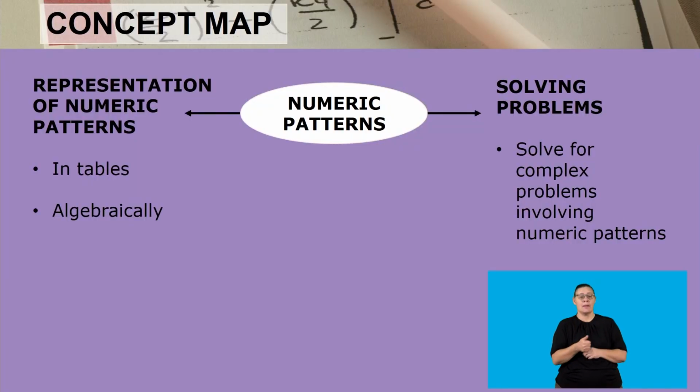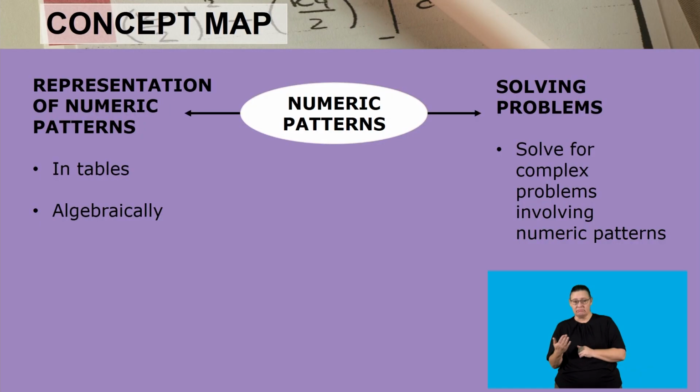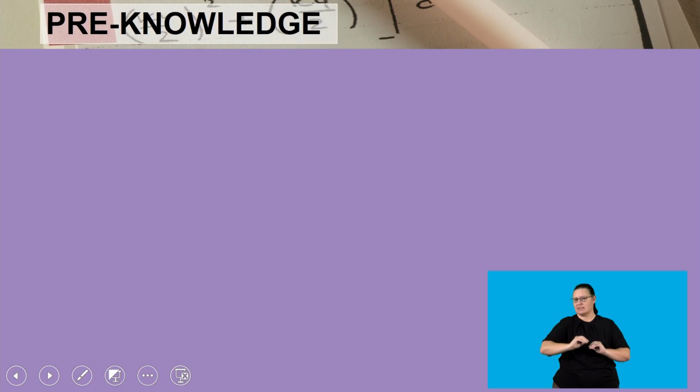Let's move on to the concept map for our lesson today. Of course, the main topic is numeric patterns, and then we are first going to look at representation of numeric patterns, where we are going to focus on representing these numeric patterns in tables and algebraically. Then we are going to move on to solving problems, where we are going to solve complex problems involving numeric patterns.